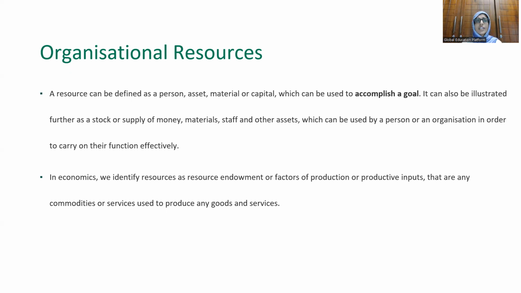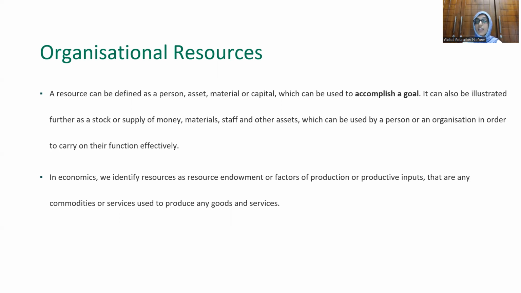A resource can be defined as a person, an asset, even a material which can be used in order to accomplish a set goal. It can be illustrated further as a stock, a supply of money, a material, even staff, and any kind of asset, which can be used by a person or an organization in order to carry on their functions effectively and efficiently.